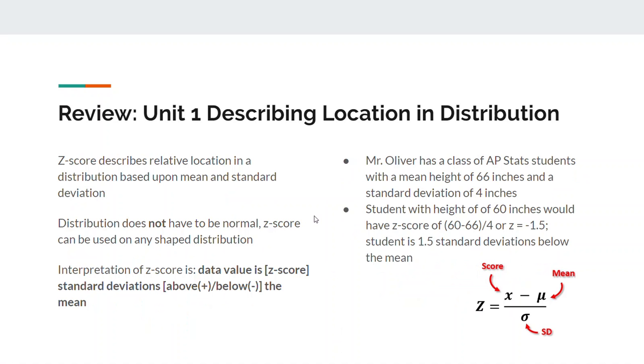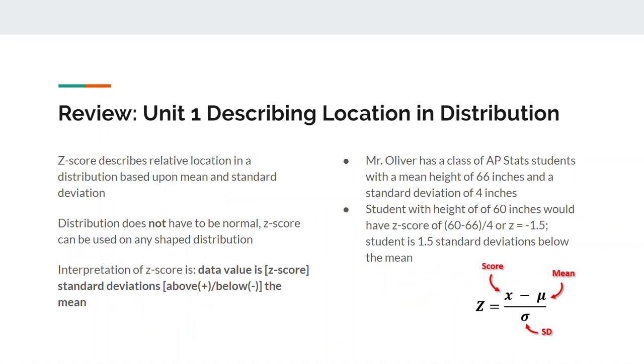Another way to describe locations in a distribution is a z-score. It does not have to be normal to be a z-score. You can use a z-score on any distribution at all. The way you interpret it is you say the data value is blank standard deviations above the mean if it's positive, below the mean if it's negative.